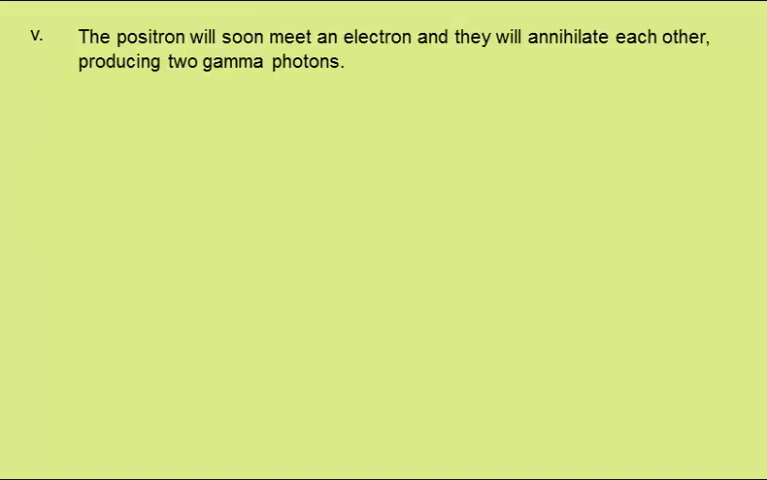In part 5 we need to explain what will happen to the positron produced by the interaction. Well, this will soon meet an electron. They will annihilate each other, producing 2 gamma photons.